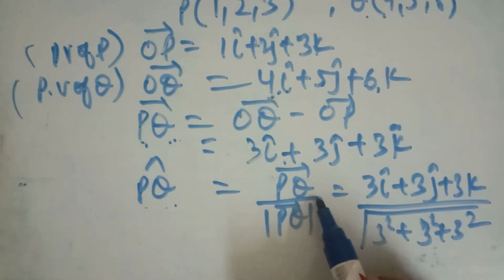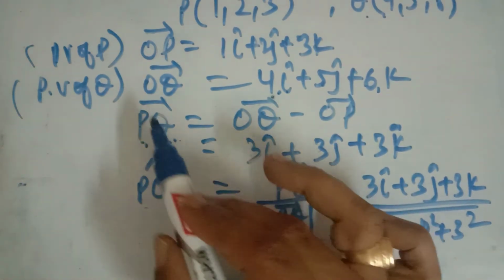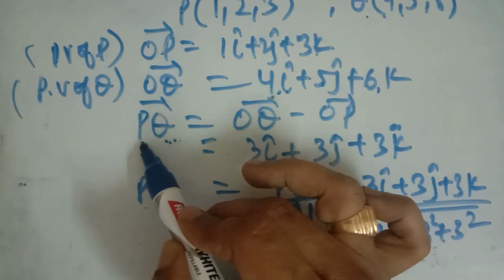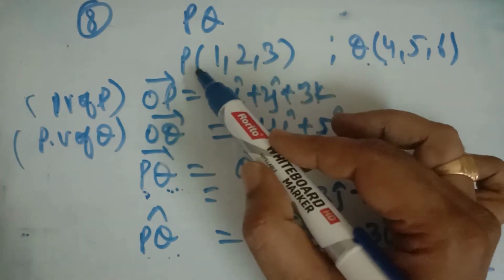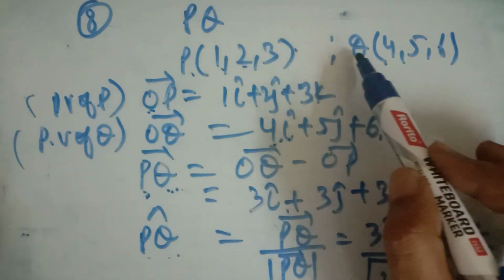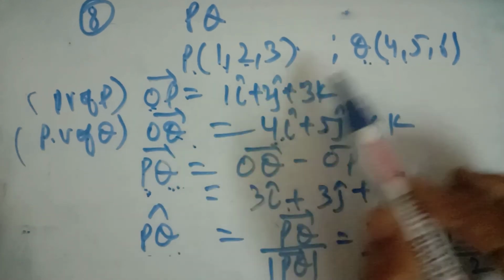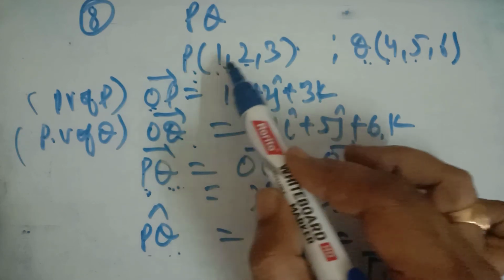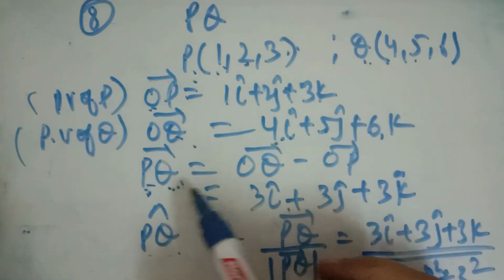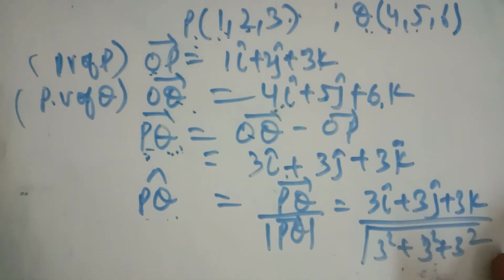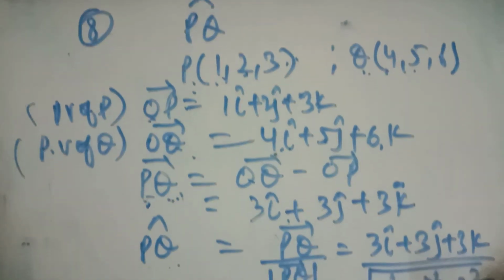First we found the vector PQ and then divided by its magnitude. PQ vector is position vector of Q minus position vector of P. If the points are given as (1, 2, 3) and (4, 5, 6), the position vector of P is OP, 1i plus 2j plus 3k, and the position vector of Q is OQ, 4i plus 5j plus 6k. PQ vector is OQ minus OP. So this is how we can find a unit vector in the direction of the given vector, the vector divided by its magnitude.